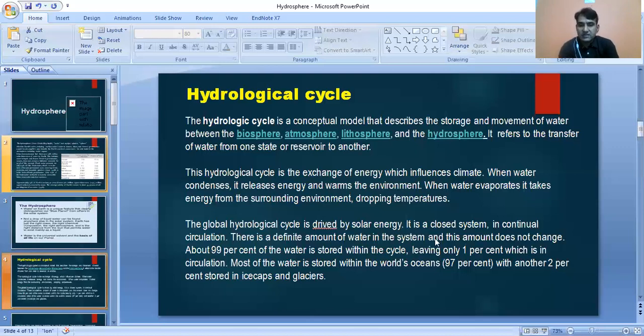So what is it? It is a closed system in continual circulation. So this hydrological cycle is a closed system. It's been fixed, running with the same intensity, the same system. And it's a continual circulation. It's a continual process.